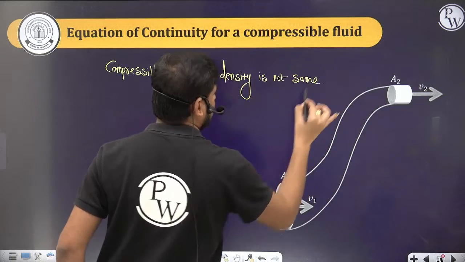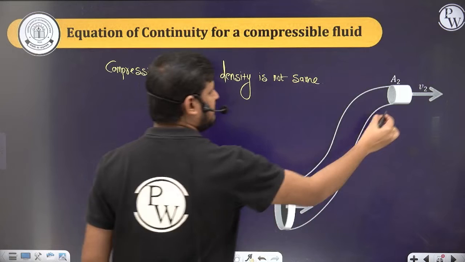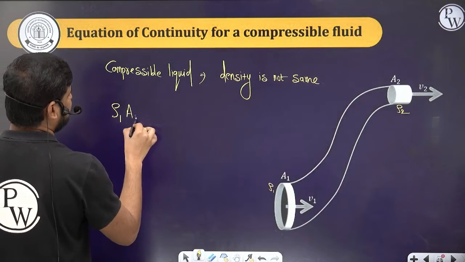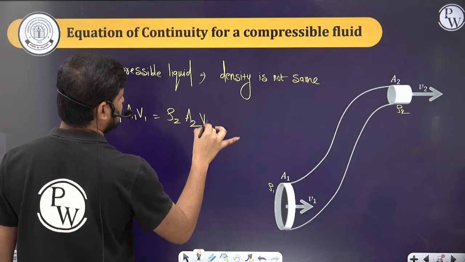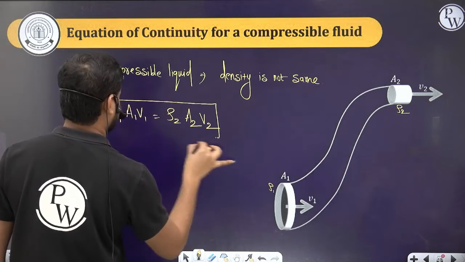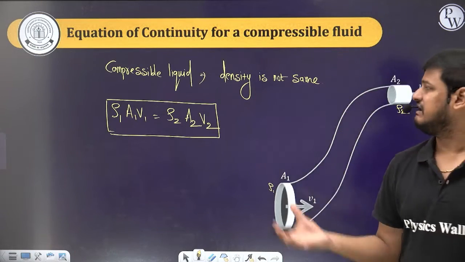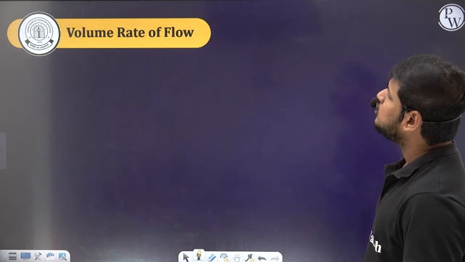So I can write here, the density, let it be rho 1. Here the density is rho 2. So then it becomes rho 1 A1 V1 is equal to rho 2 A2 V2. So this is a concept. If the density varies, that is a compressible liquid, the density varies like this. Done.